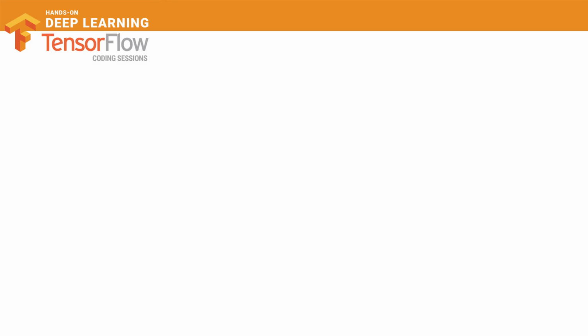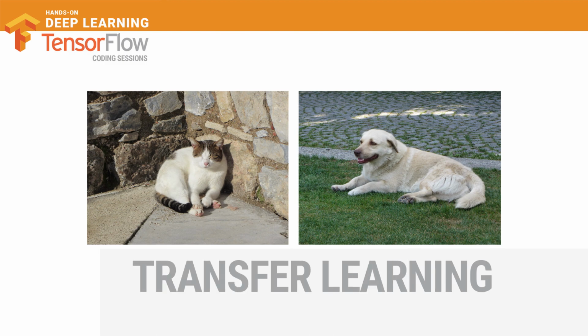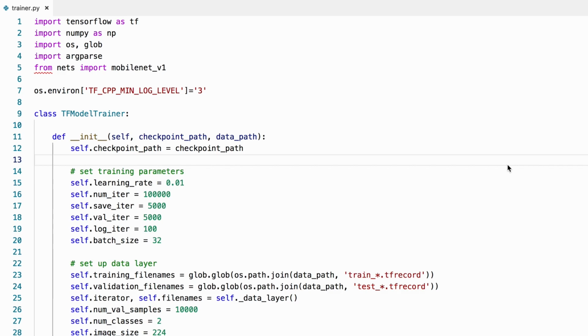Welcome back. In the previous session, we trained a model from scratch to recognize cats and dogs. In this video, we'll see how we can train a model much faster via transfer learning. This time, we won't train our model from scratch. We will transfer the weights from a model that was trained on ImageNet and continue from there to fine-tune it to classify cats and dogs.